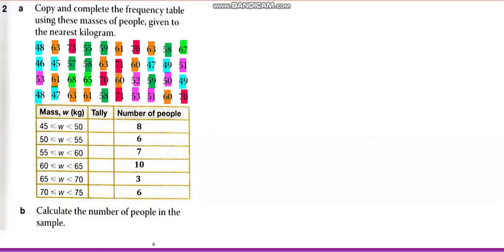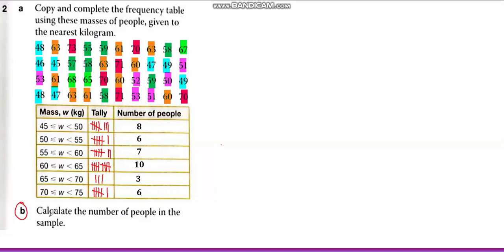We have to draw the tally marks. For the tally marks, I will draw the 8 lines over here in this way. Then there will be 6 lines like this. Then there will be 7 lines. We represent 5 in this form: we draw 4 lines and cut them with a 5th line. And then there will be 2 more lines to represent 7. To represent 10, there will be a total of 10 lines. To represent 3, there will be a total of 3 lines, and then 6 lines.